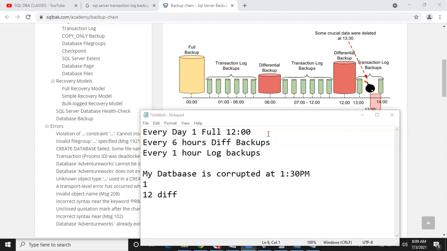Okay, I will tell you the answer. So what if I don't have a differential backup strategy at all? How many full backups and how many log backups do I have to restore? Then 13 log backups. Okay, 13 log backups. Yes, so the answer is okay.